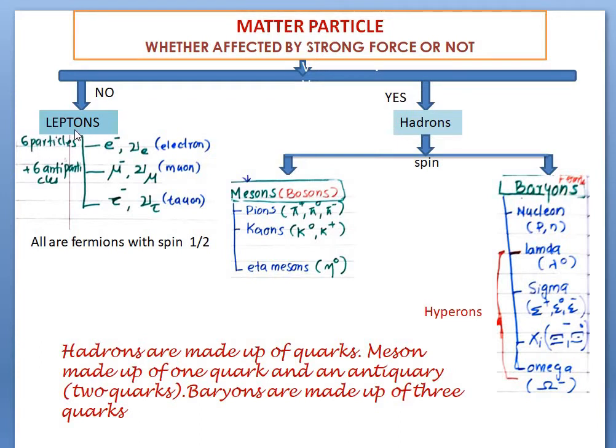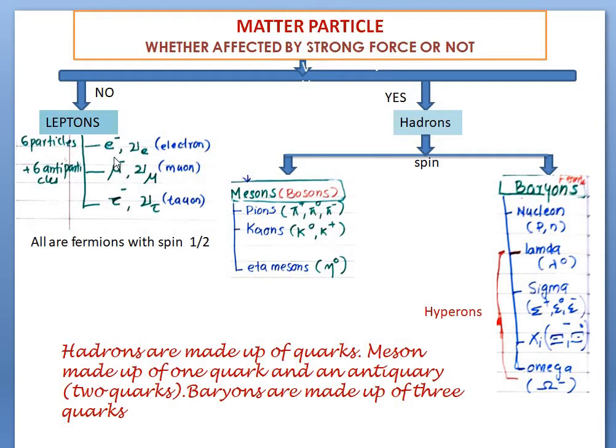All the leptons are fermions and they have spin half. Half is a half integral spin, so they are all fermions. There are 6 particles. Normally every particle has an antiparticle. Now we will discuss particles only, but you have to know that for every particle there exists an antiparticle.